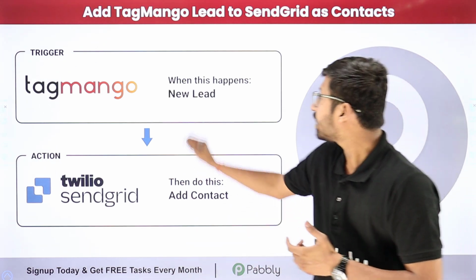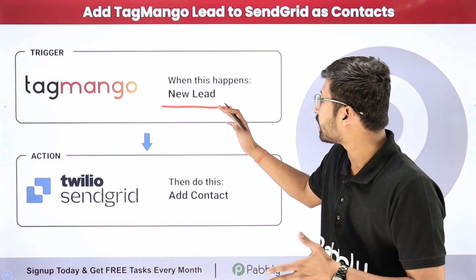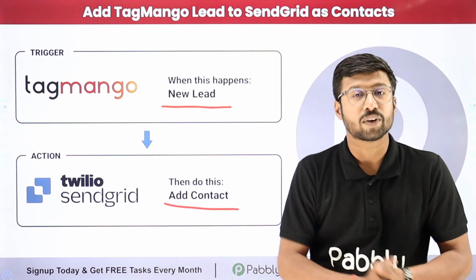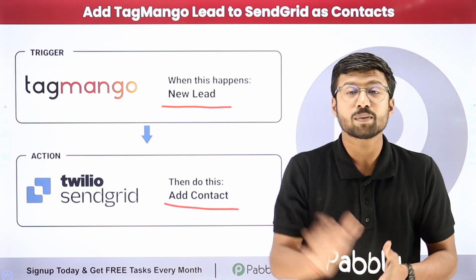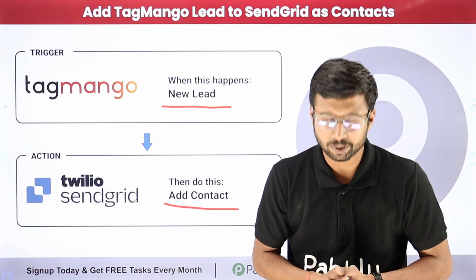In this automation, as a new lead is received in our TagMango account, with the same details, we are going to add that lead as a contact in SendGrid. Now, if you want to learn how you can set up this complete automation all by yourself, for that, you just have to come with me to my screen.